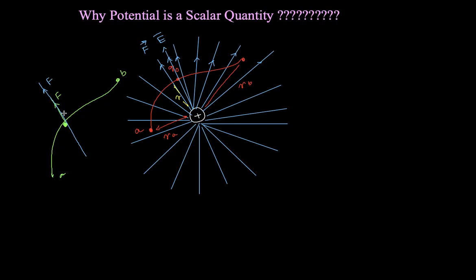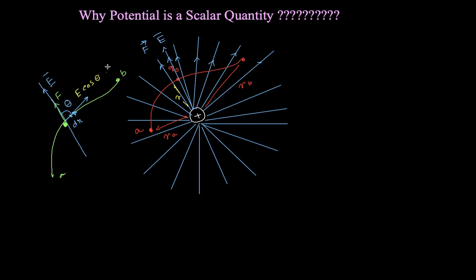Now, if it makes an angle theta, because the displacement vector, this dr, is along A to B, in this direction, then what is the component of the electric field along the direction of the displacement? That is E cos theta.